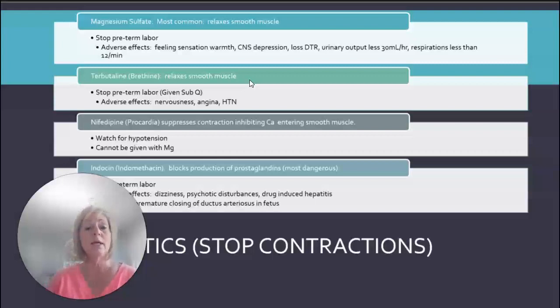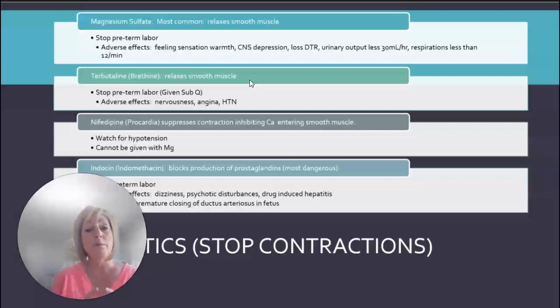Tocolytics, toco means labor, lytic means to stop. What stops contractions? Well, a couple things. A couple of the big ones that we're going to talk about is mag sulfate. What magnesium does, it relaxes the smooth muscle, so it stops preterm labor. So if you've got a mom that comes in preterm labor, we also use mag sulfate for hypertension too, because it relaxes the smooth muscle inside the blood vessels to allow them to dilate instead of staying so constricted. So we use mag sulfate in both preterm labor and in preeclampsia.